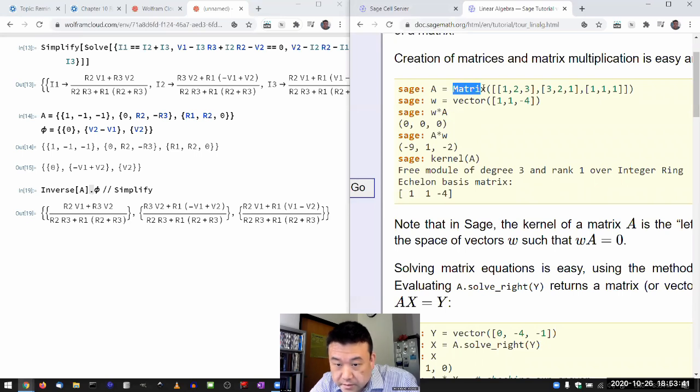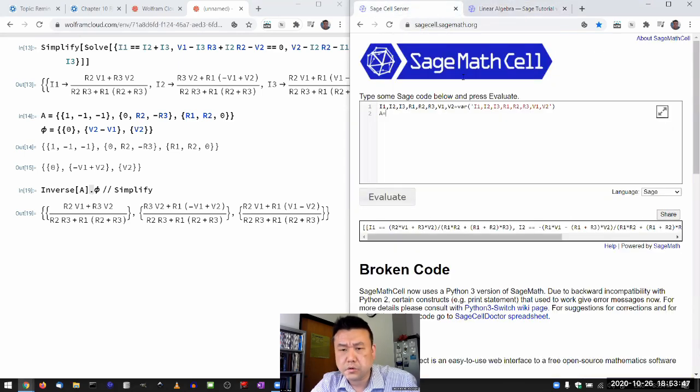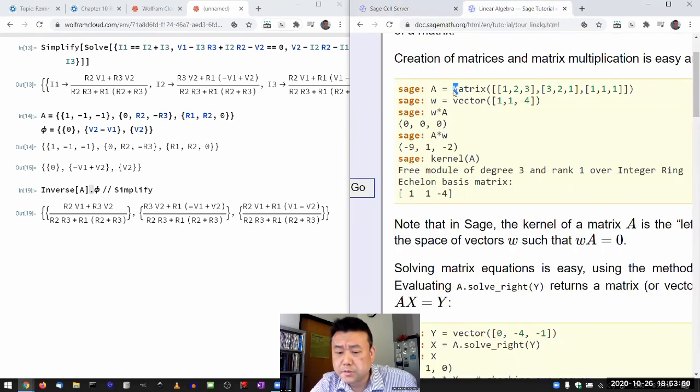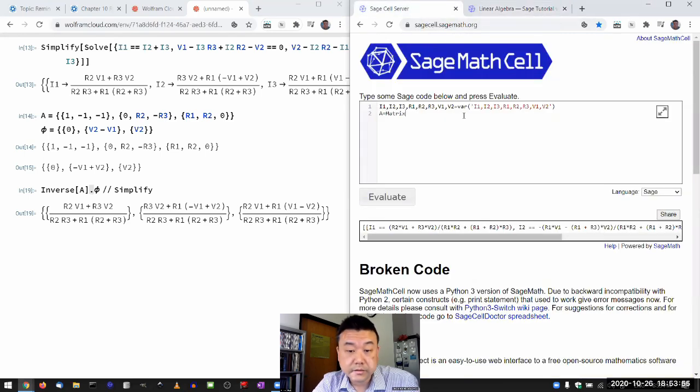I have to use the matrix function and build it that way. I hope that capitalization is okay. I'll just follow it. If that's supposed to be lowercase, the system will complain. So, matrix. I'm just going to copy over the matrix. 1, minus 1, minus 1. Oh wait, I need more square brackets. So that's the first row. And then the second row, 0, R2, minus R3, R1, R2, 0. Okay, so that's matrix A.